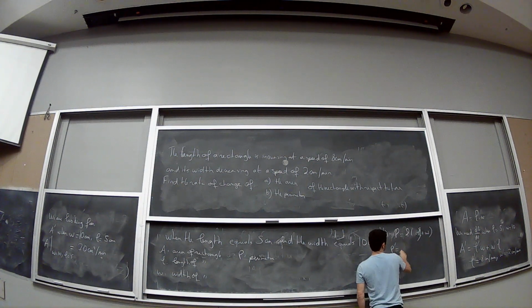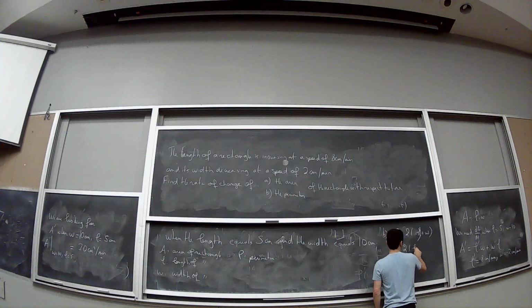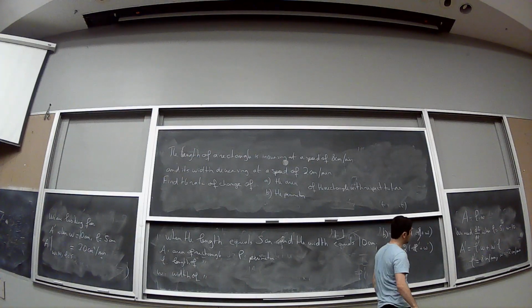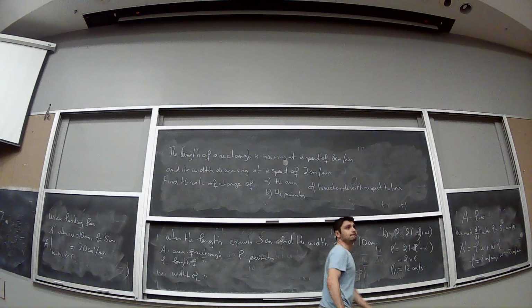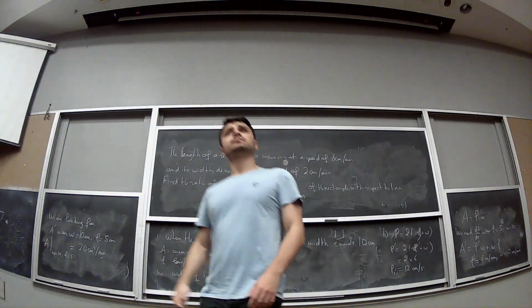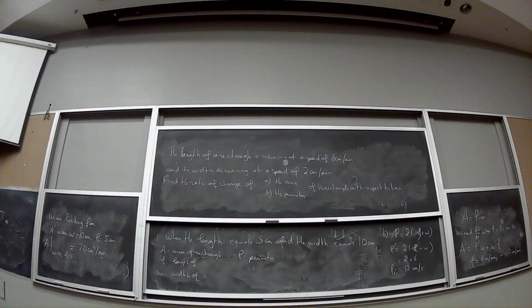So what is P prime here? P prime is just 2 times (L prime plus W prime). Well, L prime and W prime are given, so it's 2 times 6, which is 12 centimeters per second. Okay? We see that or not? Is that clear? Any questions on this? Is that okay?